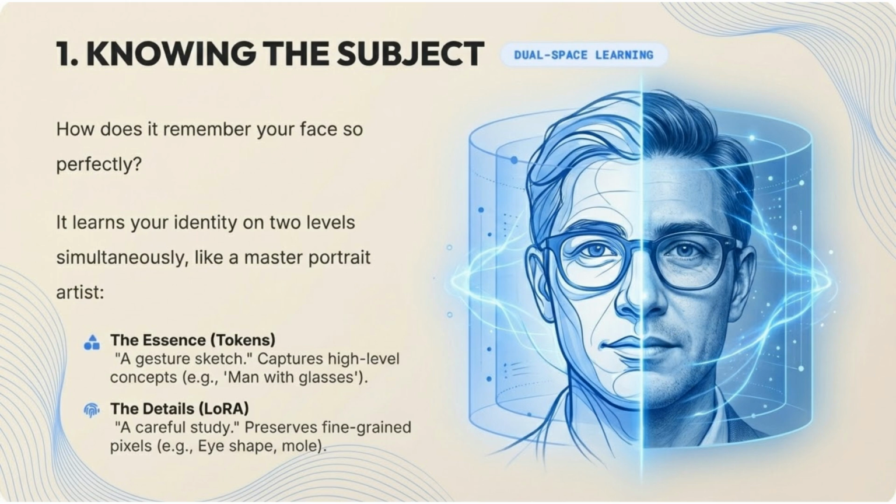The system learns identity on 2 levels simultaneously, like a master portrait artist. First, the essence. Through token embeddings, it captures high-level concepts like man with glasses or brown hair. Think of it as a quick gesture sketch. Then, the details. LoRA weights preserve fine-grained pixel-level features like eye shape or the exact position of a mole. This is the careful study a painter does of someone's eyes. This dual approach achieves higher fidelity with fewer training steps.